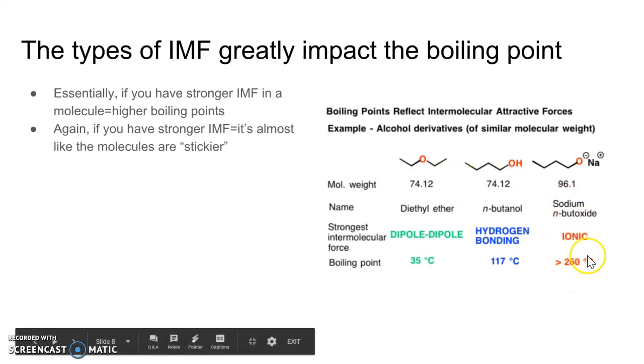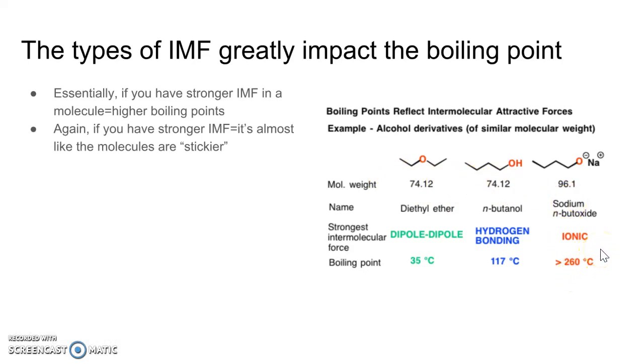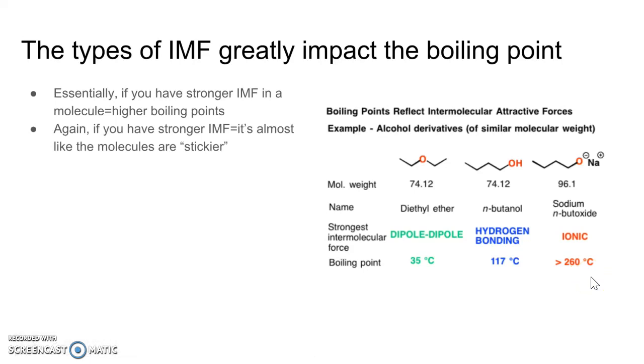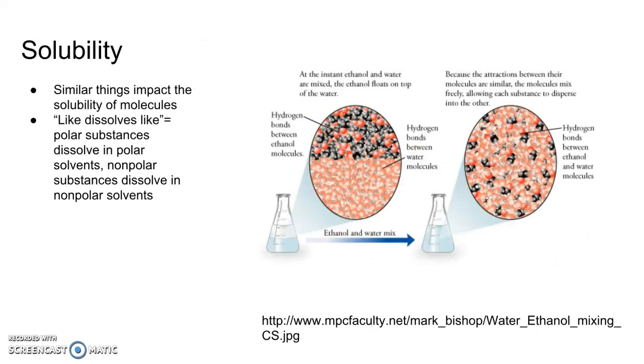You can also think about that with respect to when you get more and more ionic. Since you've studied ionic compounds, we know they have higher melting points. In this particular case, you've got a pretty large boiling point. So just something to think about. Those types of intermolecular forces greatly impact the boiling point or the melting point. It also, of course, impacts solubility.